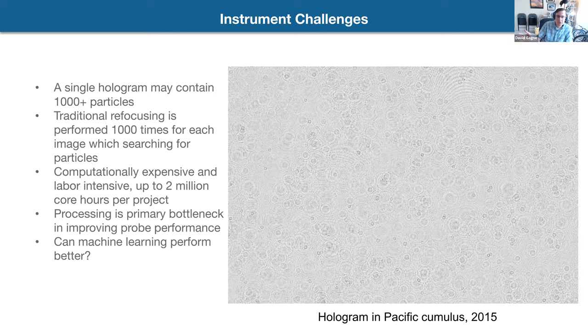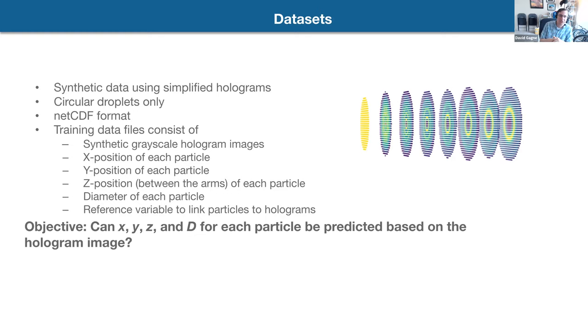So one approach to accelerating things is machine learning. Are deep learning and machine learning up for this problem that is currently done with more traditional signal processing techniques? To start with, we're not going to give you the 1,000 particle images. We're going to start with some synthetic data using simplified holograms, with circular droplets only. They're originally in a CDF format for the cloud. We converted them to ZARR because it loads a lot faster.